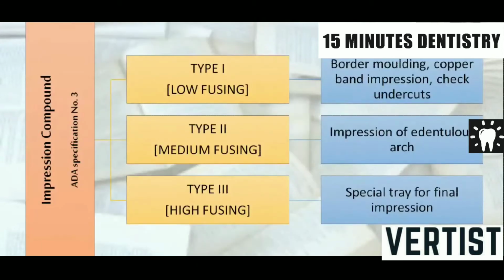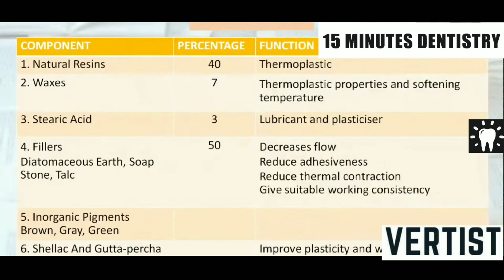Impression compound is either type 1, type 2 or type 3. Type 1 is low fusing, used for border molding. Type 2 is medium fusing, used for impression making. Type 3 is high fusing, used for special tray preparation. The composition of this impression material is natural resin, waxes, stearic acid and fillers. Stearic acid is a lubricant and plasticizer that keeps the material moldable.